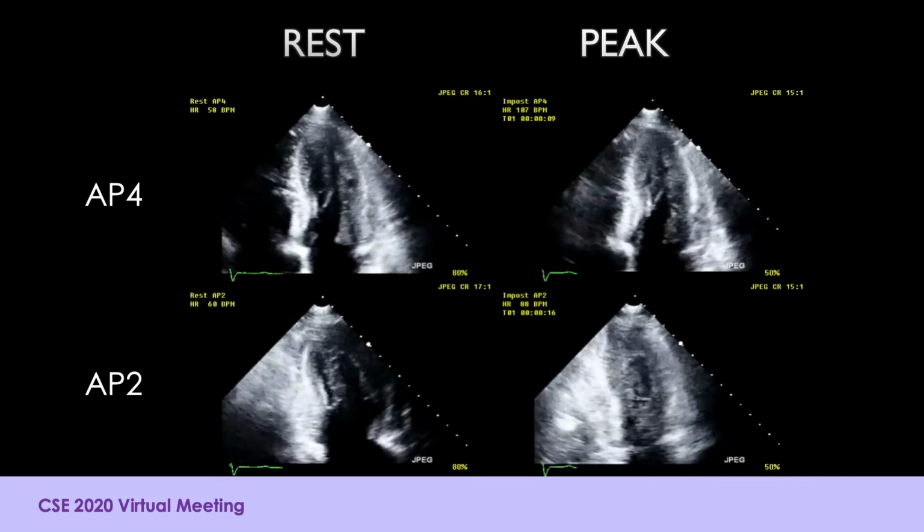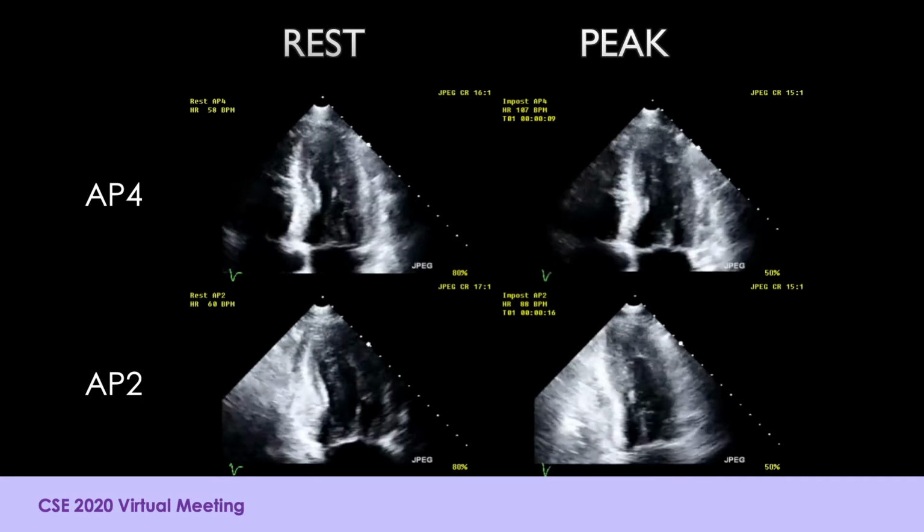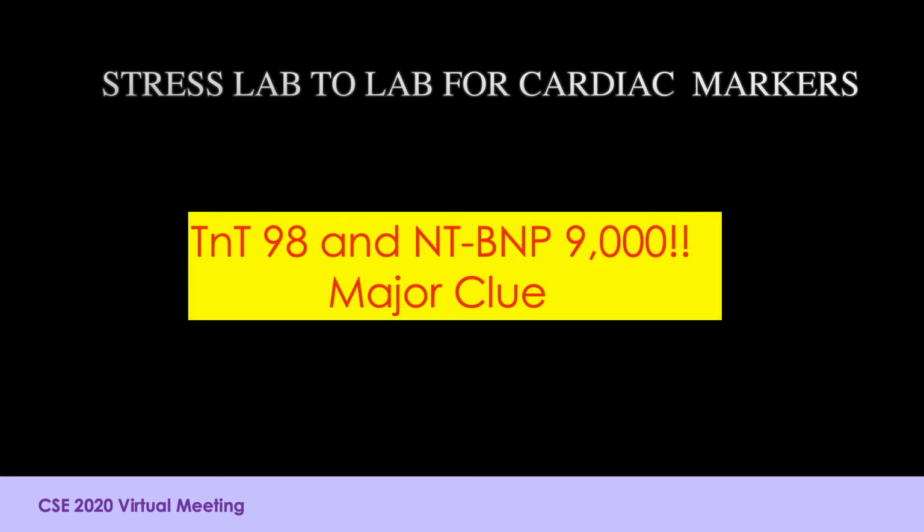I did note that he had left ventricular hypertrophy, so I sent him from the stress lab to the lab to have cardiac markers performed, and these were distinctly abnormal with a troponin level of 98 and an NT-BNP of 9,000.